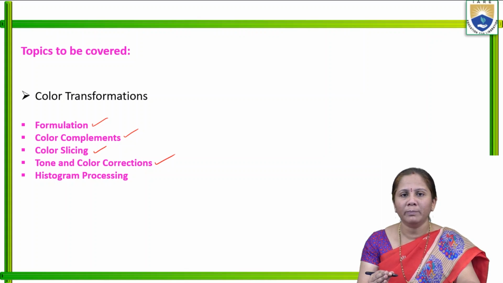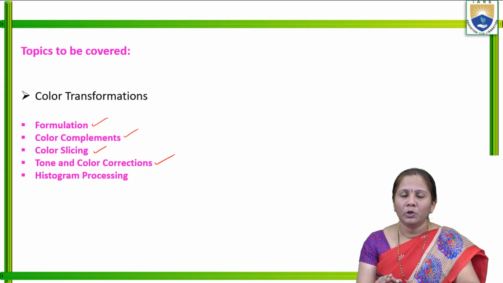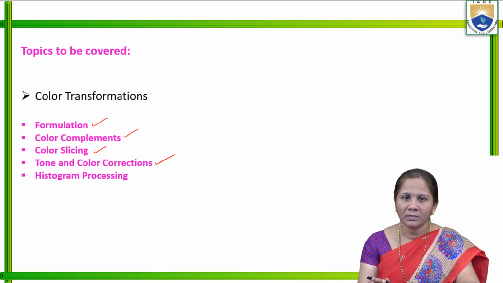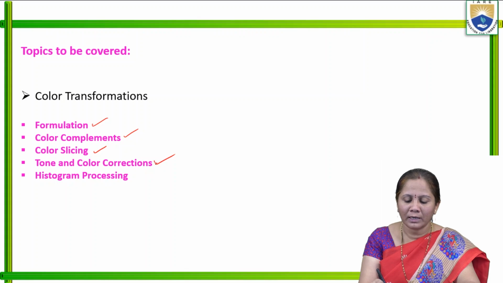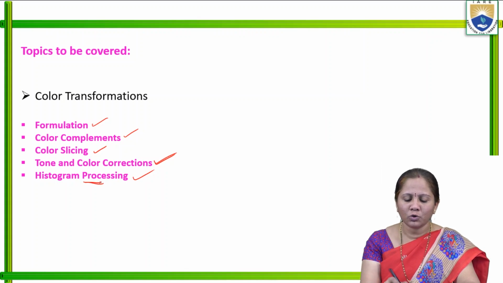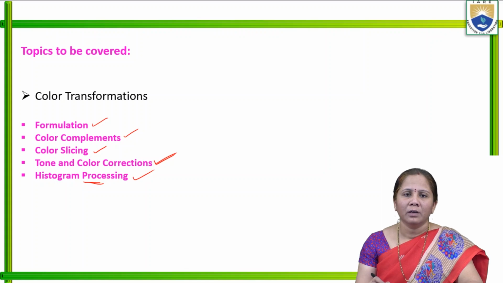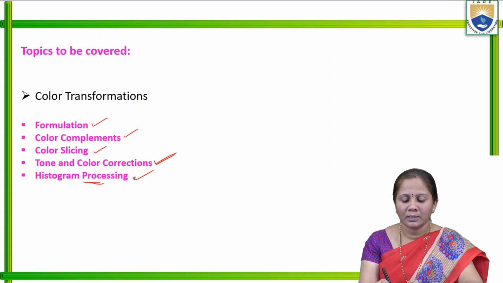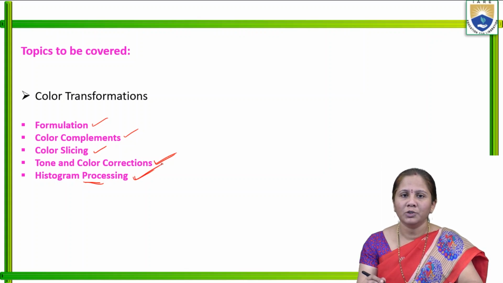That means if the input images are somewhat dull, in order to enhance those particular images, what we have to do. So color correction, tone and color correction. And next we will learn about histogram processing. So already this histogram processing we have discussed while learning about grayscale images. There also we have taken the concept of histogram processing, and we have learned the two important concepts under this histogram processing, that is histogram equalization and histogram matching, which is also called histogram specification.